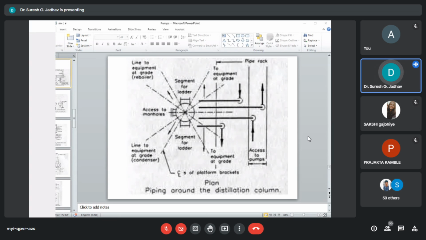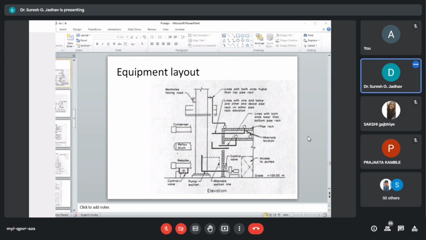The tower is located adjacent to the rack so that the lines can be dropped directly onto the rack and drums. Turn left or right. The plan view of this tower shows the segment of the tower along its circumference allotted to various utilities.